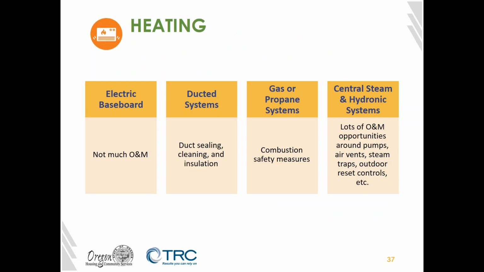So from ventilation, we're going to move on to heating. Heating systems in terms of their operations and maintenance. If we have electric baseboards, there's not a whole lot of operations and maintenance. That's part of why people really like them, because they're easy and pretty idiot-proof. If we have ducted systems, we do need to pay attention to duct sealing, cleaning, and insulation of our ducts. If we have gas or propane or other fossil fuel-based systems, we have combustion safety requirements that we need to make sure we're meeting. And then central steam and hydronic systems tend to be in larger or older buildings. There are lots of O&M opportunities around pumps, air vents, steam traps, outdoor reset controls, etc. We're not going to go into those, but just know that they are there.